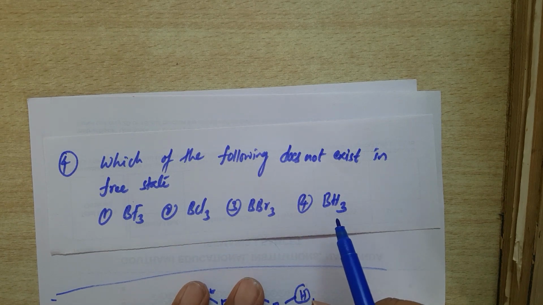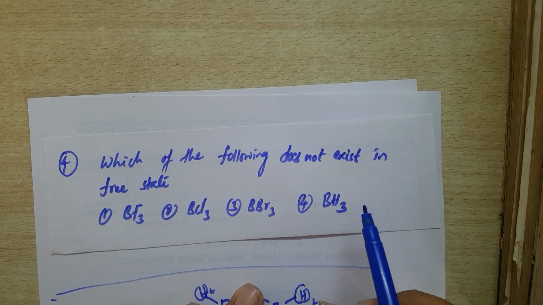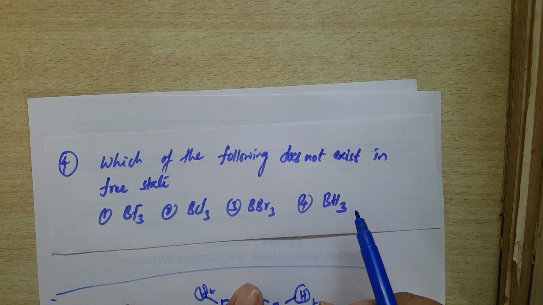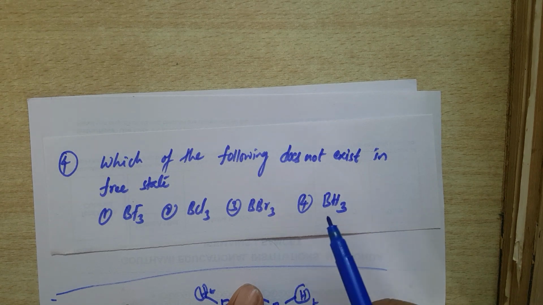But boron and hydrogen forming compounds are called boranes. Between boron and hydrogen, only BH3 is formed. But how BH3 can exist, you can analyze.